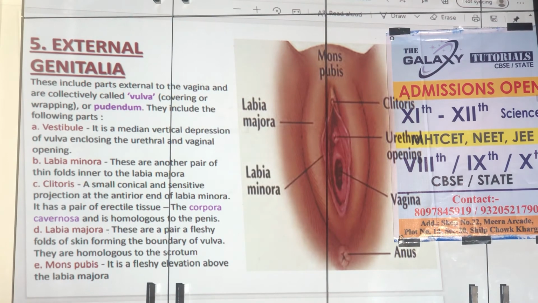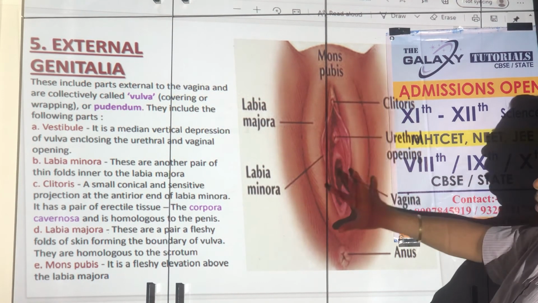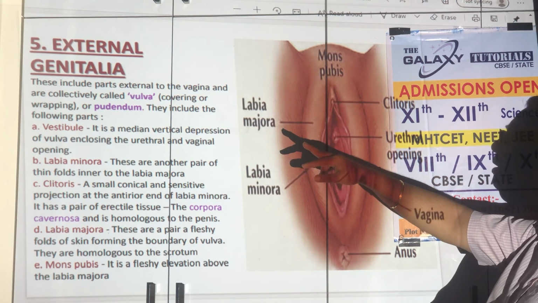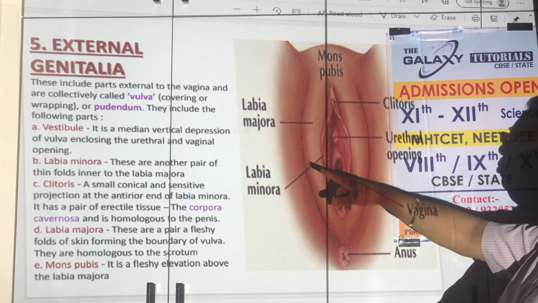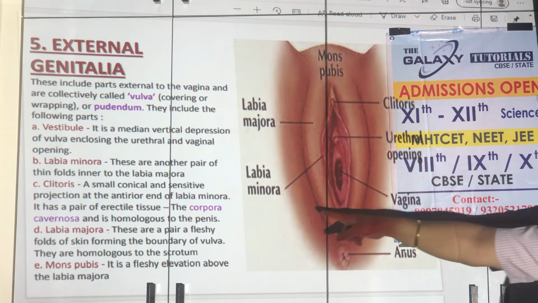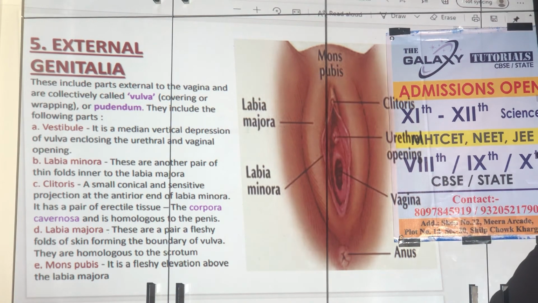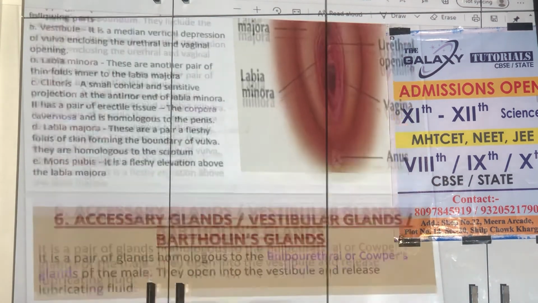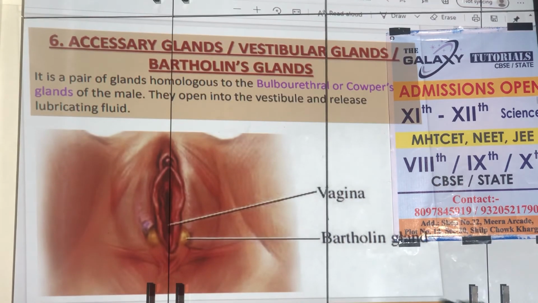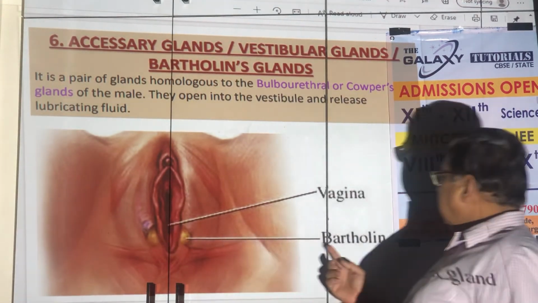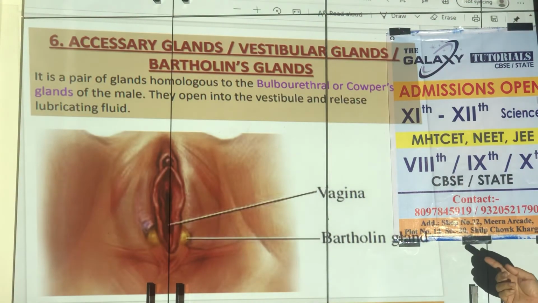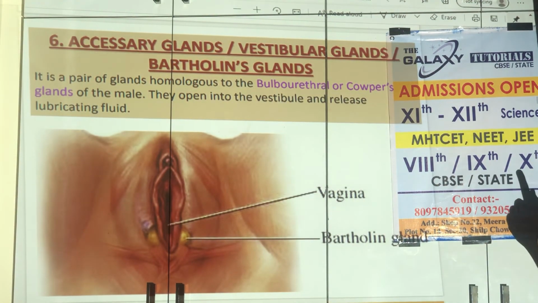External genitalia, which we have to study. Together they are called the vulva, or pudendum. They are the vestibule, labia minora, clitoris, and then we have labia majora and mons pubis. So, you will have to learn these just for labeling in the exam. Again, there are two glands like the corpus. These are Bartholin glands, homologous to Cowper's gland; they release lubricating fluid.